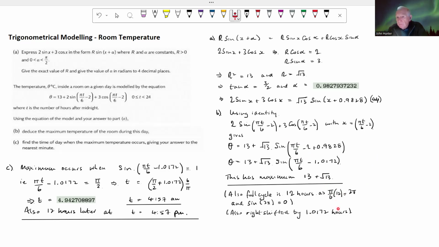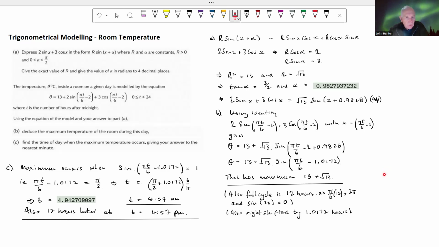And sine 0 is 0. Then substitute 12: pi by 6 times 12 is 2 pi. So that's when the sine function has done a full cycle. Okay, so a little check there that you can just check what the full cycle is.